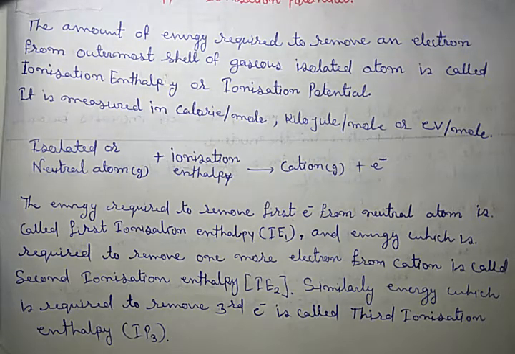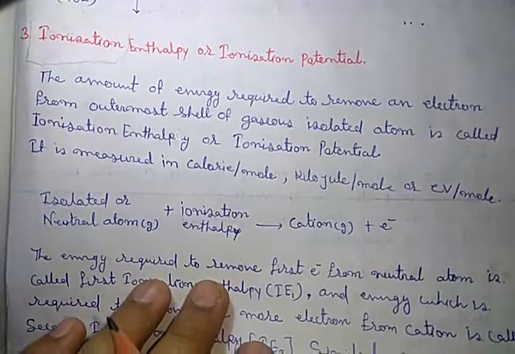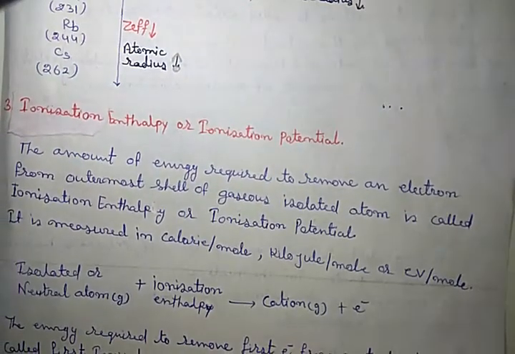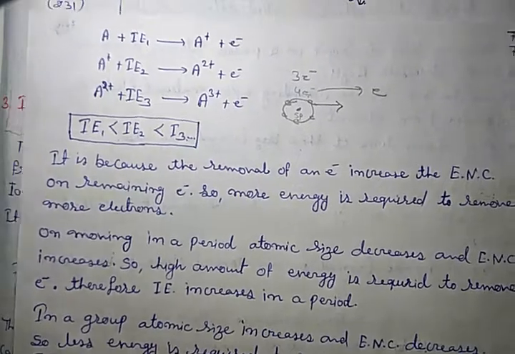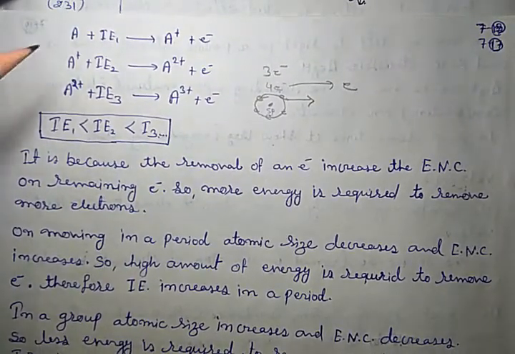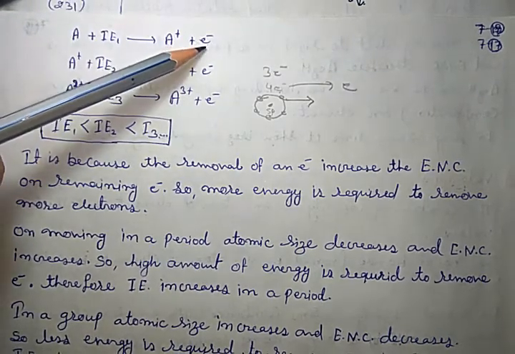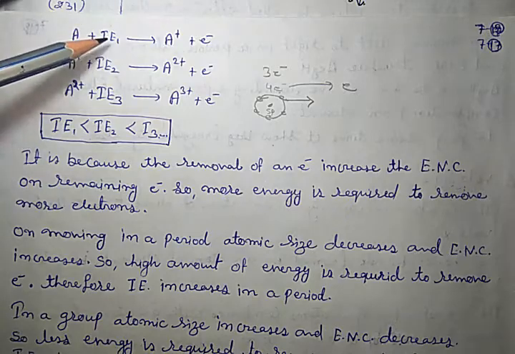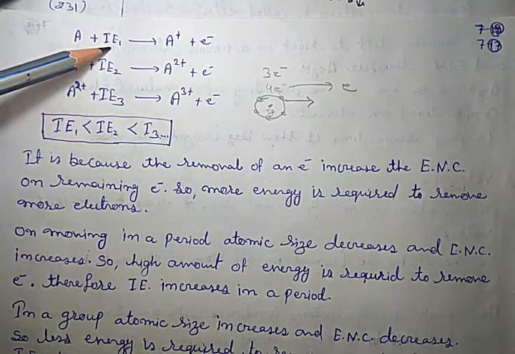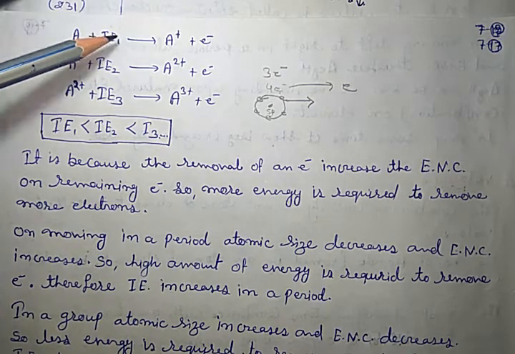If only the first electron is removed, that is called ionization enthalpy first. If a second one is removed, then it is called ionization enthalpy second. If the third is removed, then it is called ionization enthalpy third. Suppose that is a neutral atom E, and we are removing one electron. That is the first electron, so that is called IE first, ionization enthalpy first.